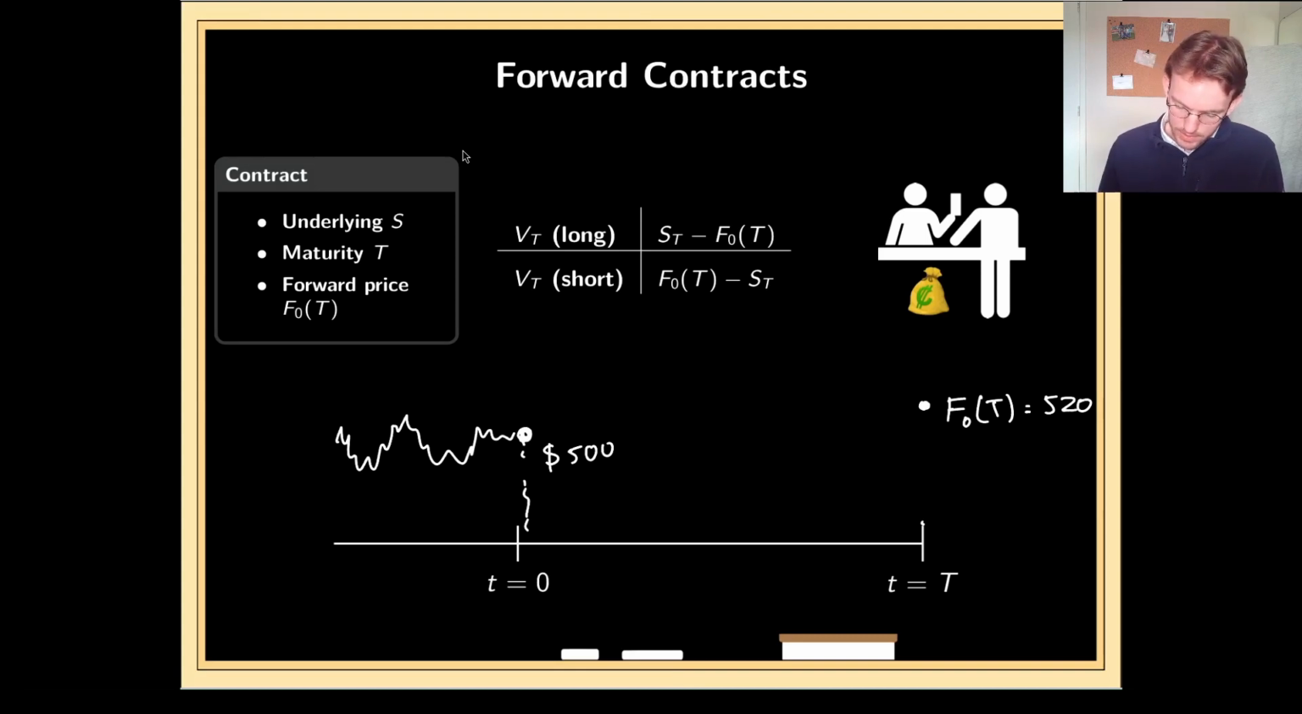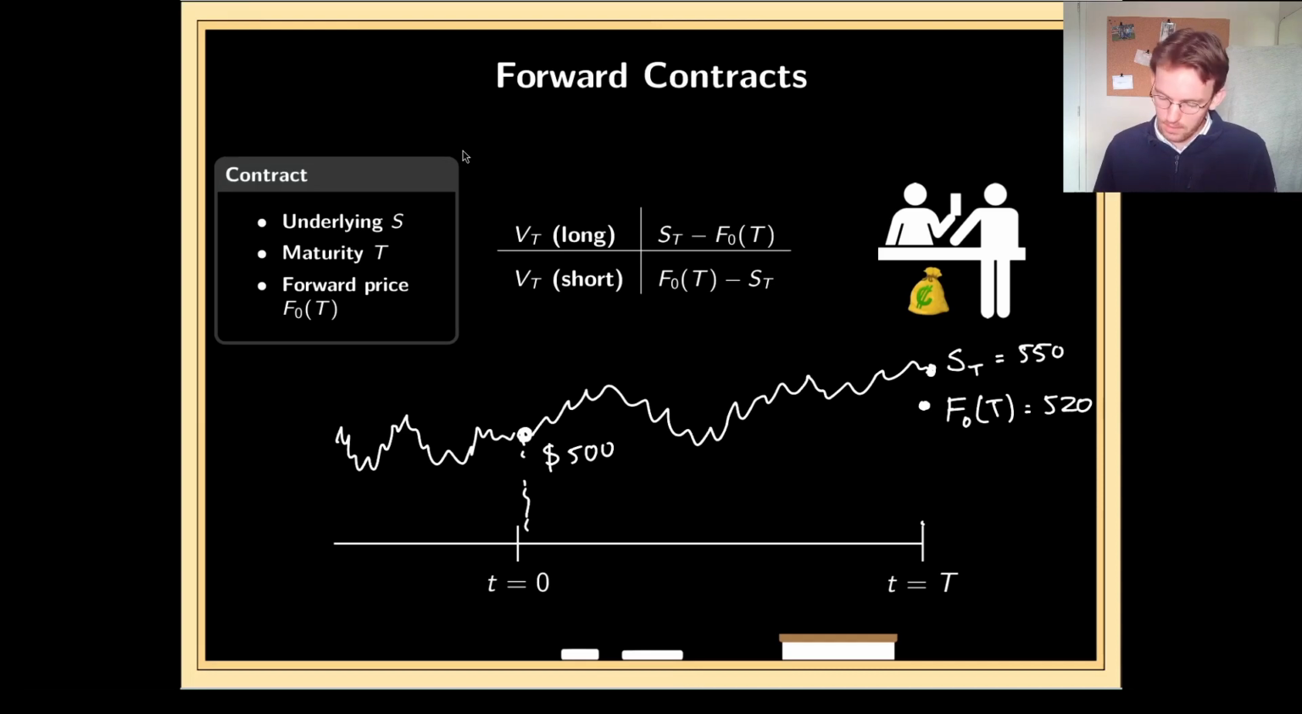Now there's two possible ways this can go. One is where the stock ends up at some point above $520. Let's say the spot price ends up at $550. Then in that case, I am contractually obliged to buy the asset for this price, which is good because it's worth more. So my profit in this case will be $30, and the loss that the seller, the short position, has is minus 30.